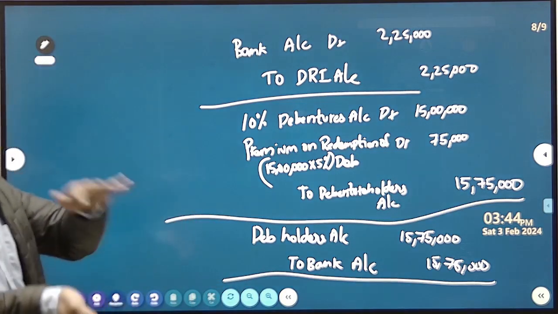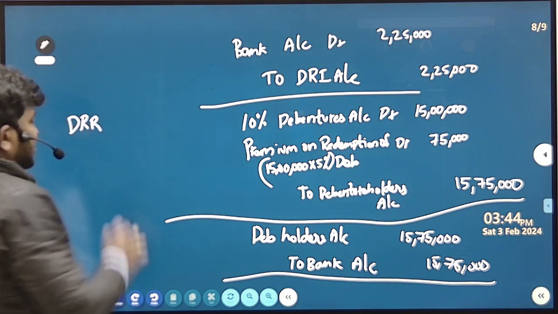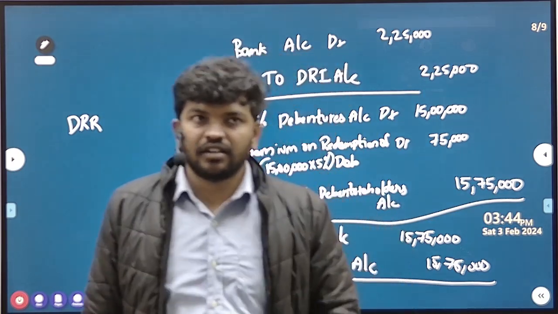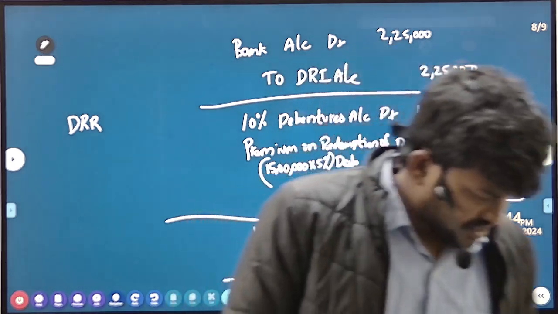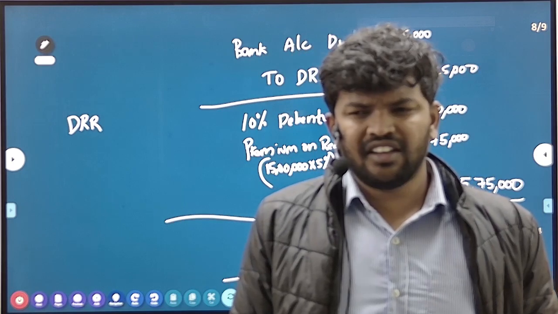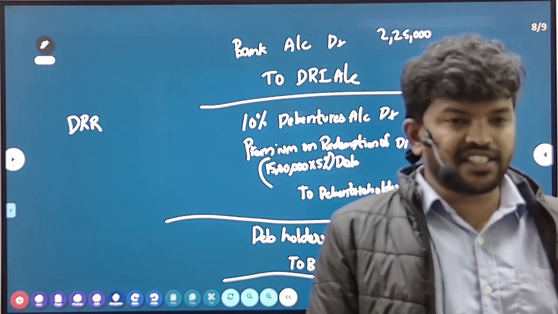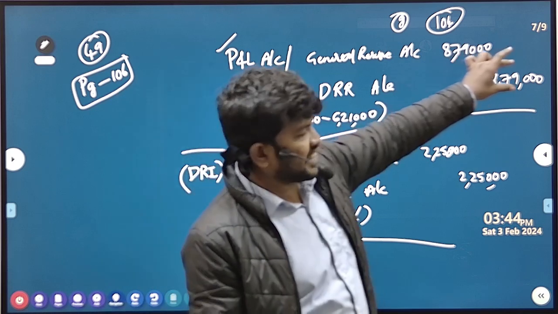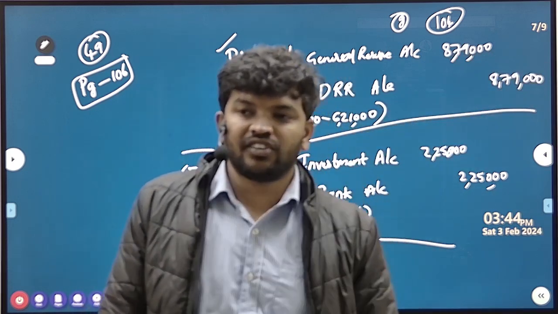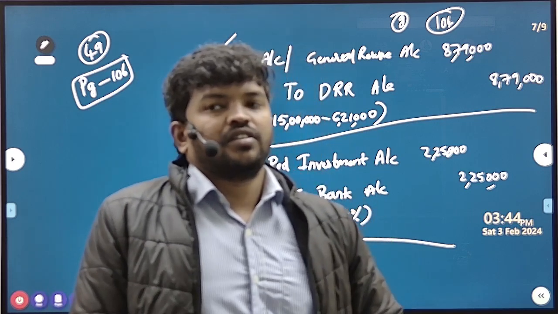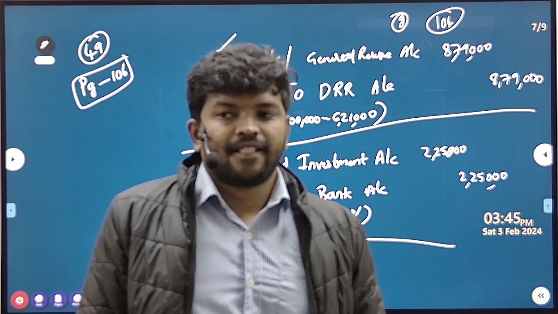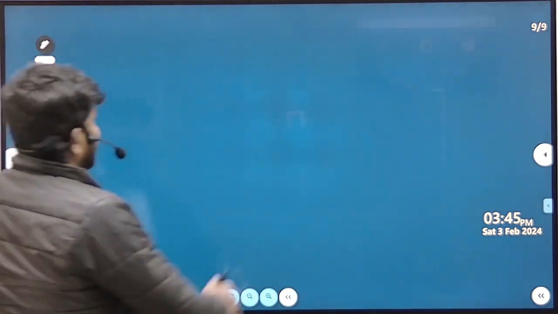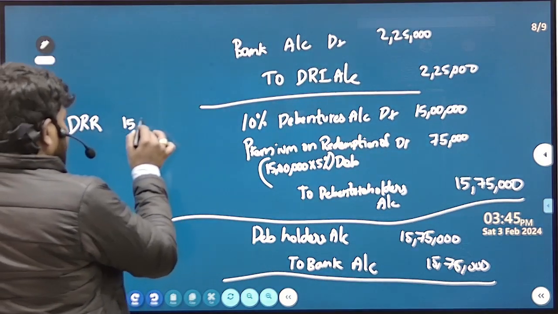We have one more additional entry, which is called reversal of DRR. We have to reverse the DRR. What is the DRR balance? 6,21,000. That is the existing balance. We have created some additional DRR amount, right? 8,79,000. Total comes to 15 lakhs. So the DRR account balance is how much? 15 lakhs. You have to reverse this 15 lakhs.